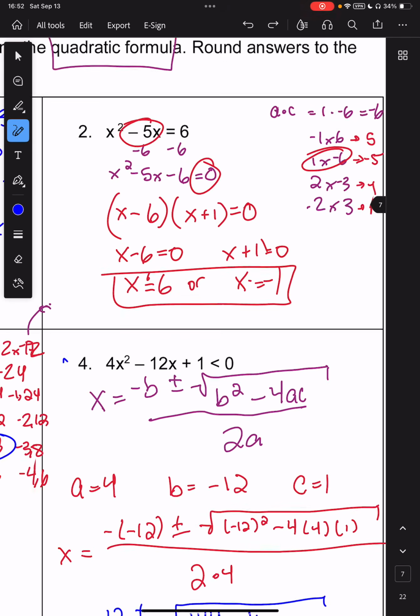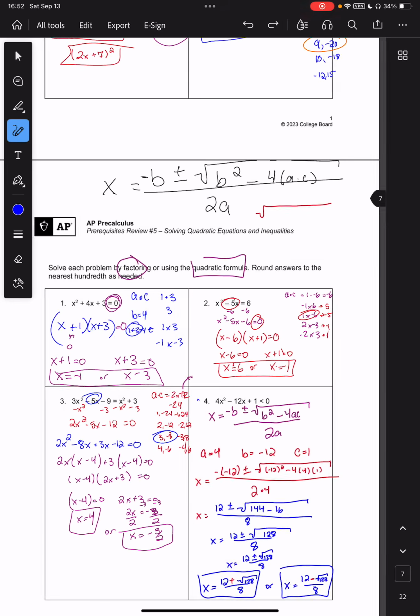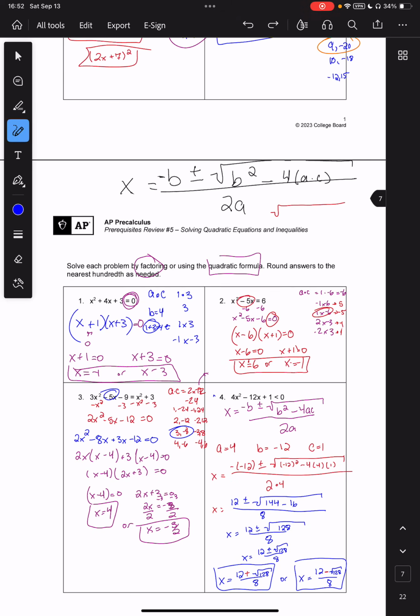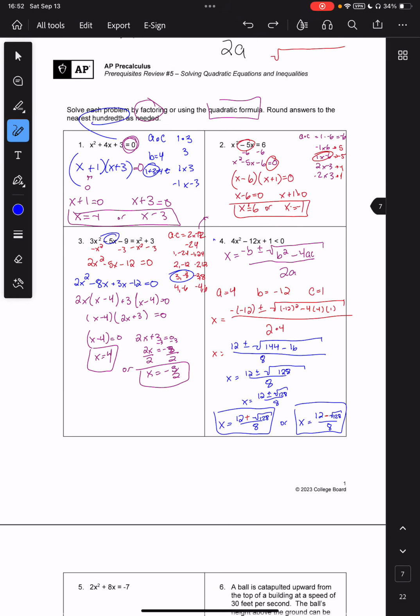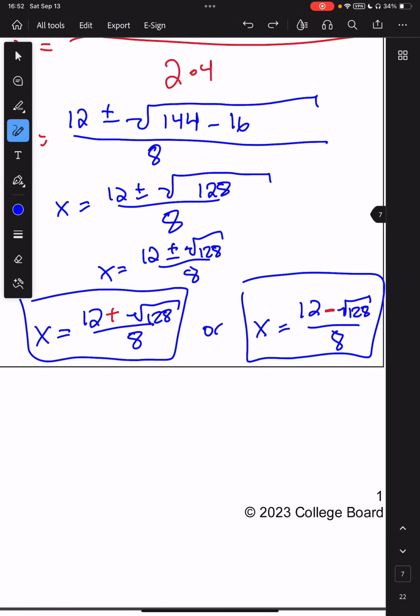But let's see what the question says. Round answers to the nearest hundredth as needed. So we can't leave it in this form. We have to round them. So when you plug this into your calculator, you get x is equal to 2.91, x is equal to 0.09. Is that it?